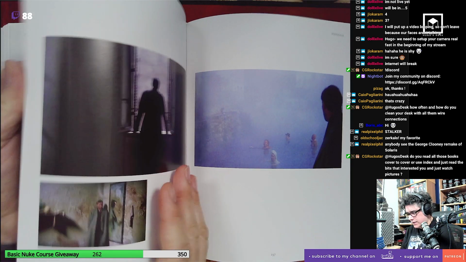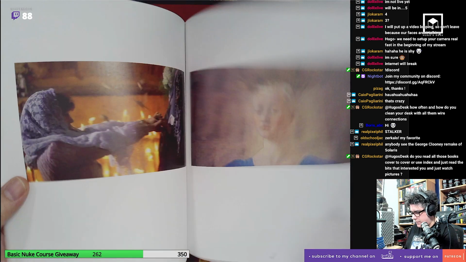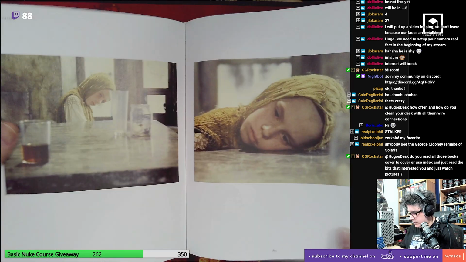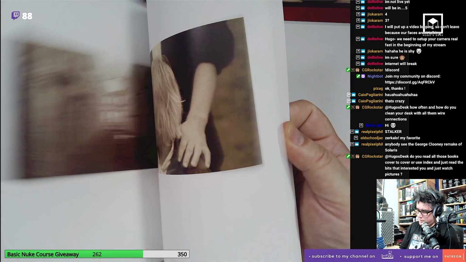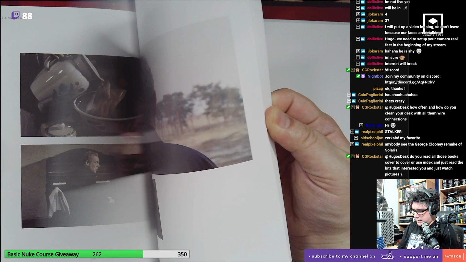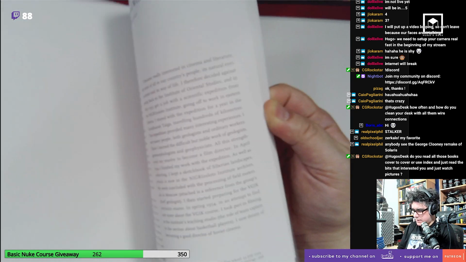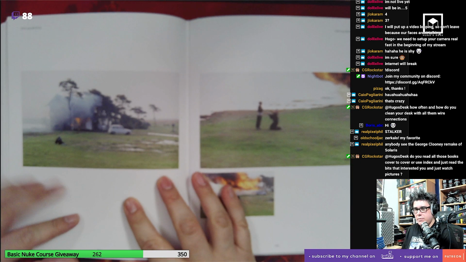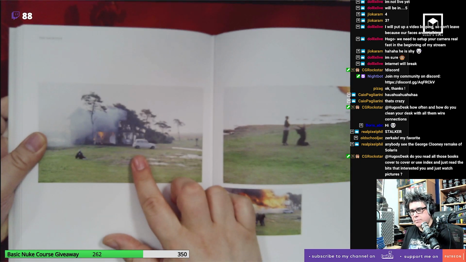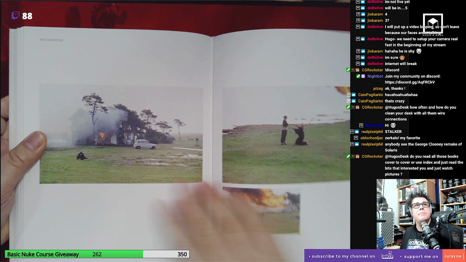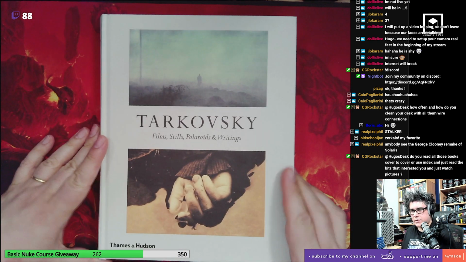Just to wrap up, I'm trying to find a photo here from The Sacrifice. Where is it? Which is beautiful. I love it. I should have marked this book as well. It's been a while since I read it. Look at that. This is just beautiful. This is just a beautiful frame. Anyway, I'm not going to spend more time on this because we're going to wrap up the stream soon.